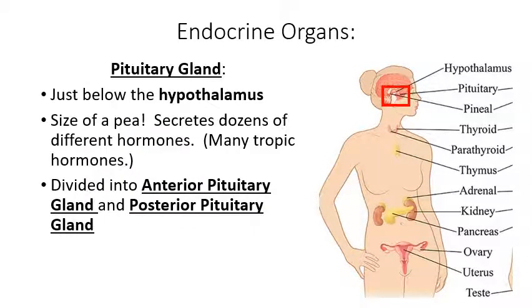Okay, so the pituitary gland is located just underneath the hypothalamus. It's about the size of a pea. It's a very small organ, but it secretes dozens of different hormones. Many of them are tropic hormones. So the pituitary gland secretes so many hormones that it's easier for us to learn them all if we divide the pituitary gland into the anterior pituitary gland versus the posterior pituitary gland.